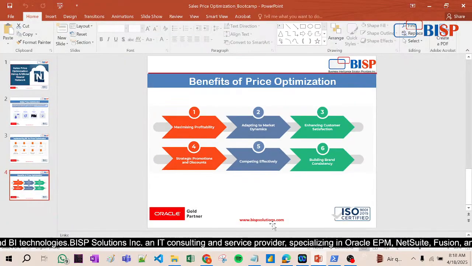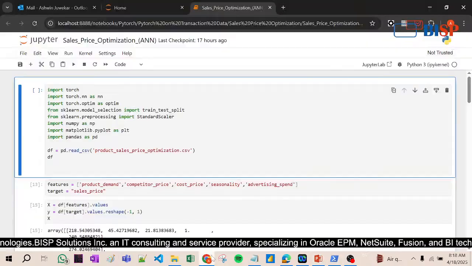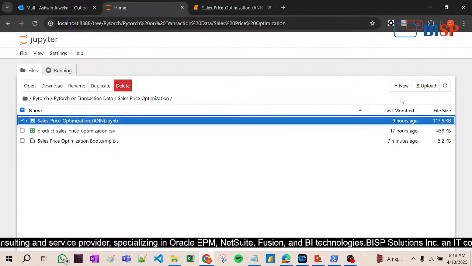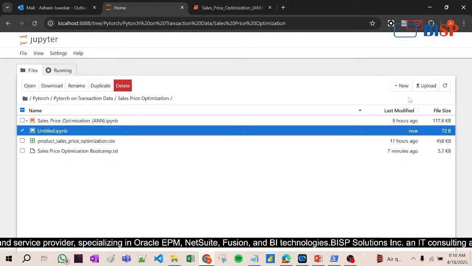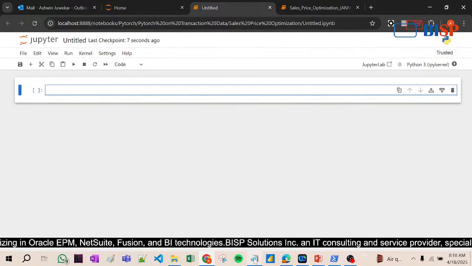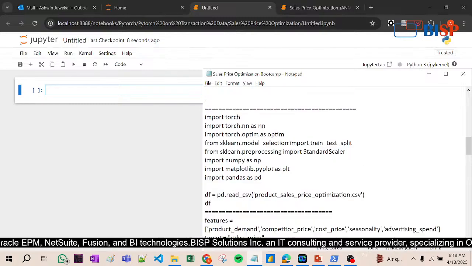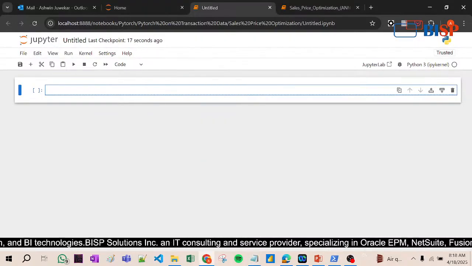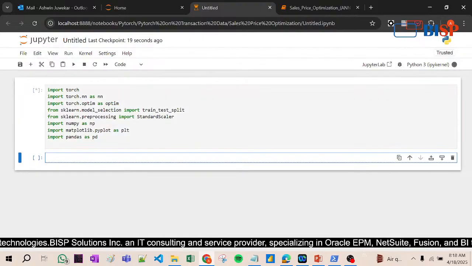Yes. Okay, now let's talk practically. Let's do some practical work. What I need to do first, as usual, is create a new IPYNB file, an interactive Python notebook. This is called an interactive Python notebook. I have already created this. First of all, to do all these things, we have to import all the necessary libraries, right?